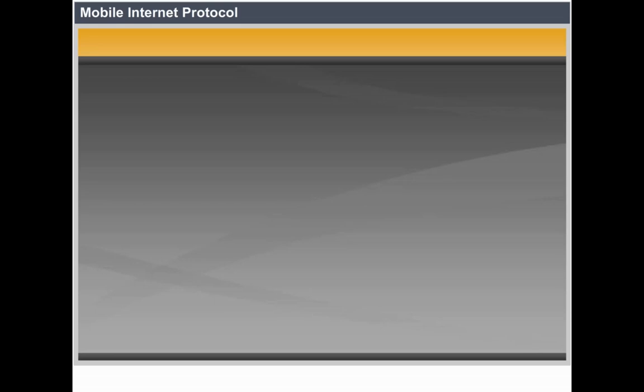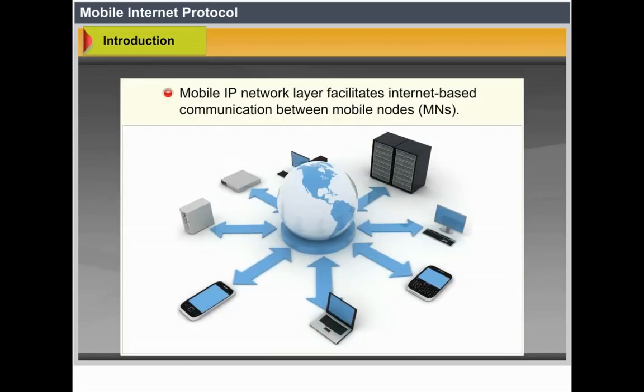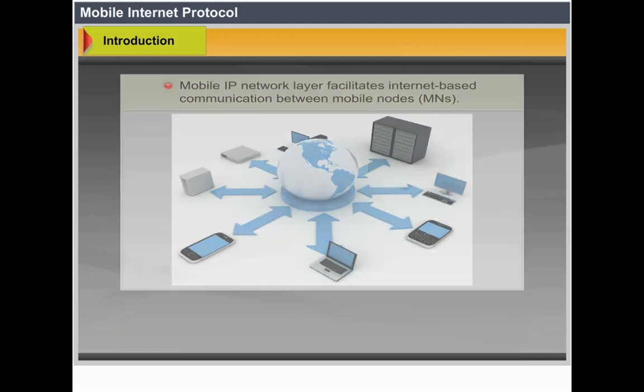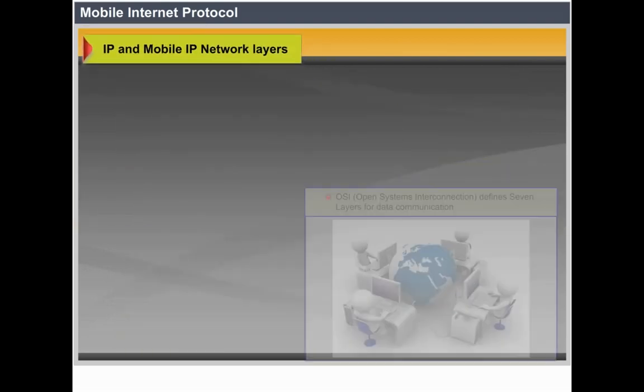Mobile Internet Protocol. Introduction. The Internet Network Layer Protocol (IP) is the widely used network protocol today. The Mobile IP network layer facilitates internet-based communication between mobile nodes (MNs). IP and Mobile IP network layers.